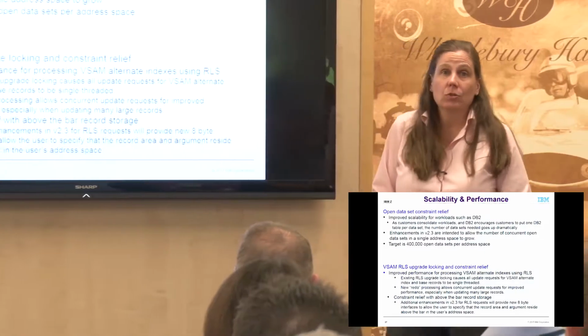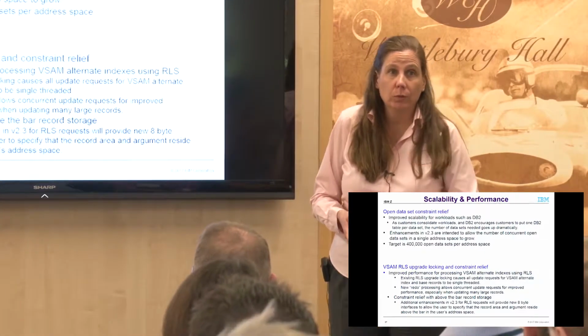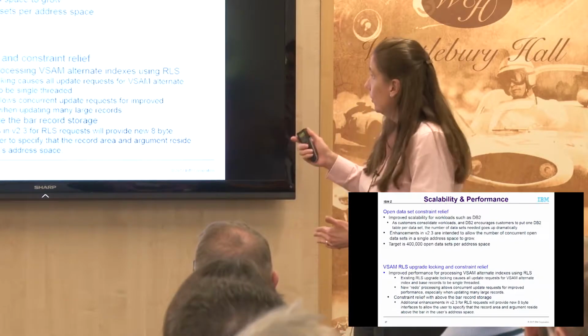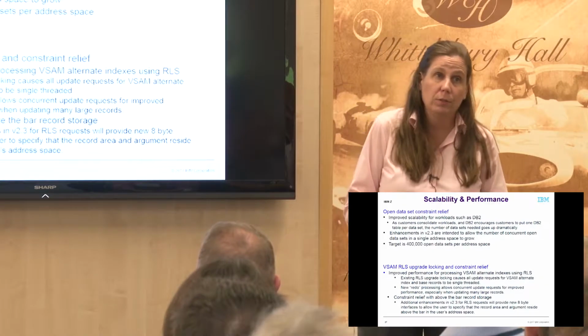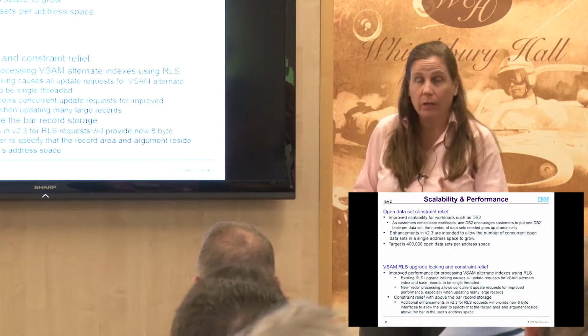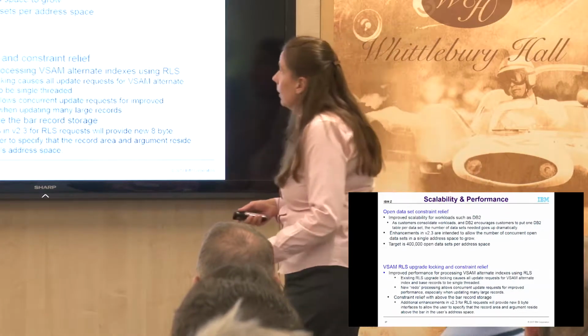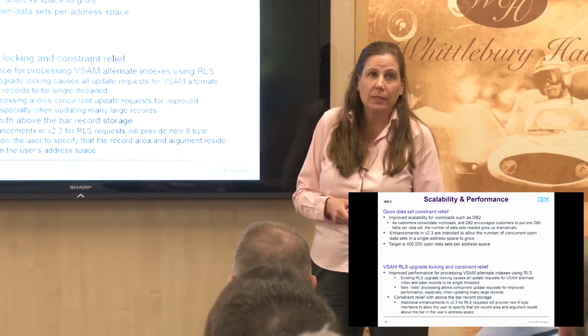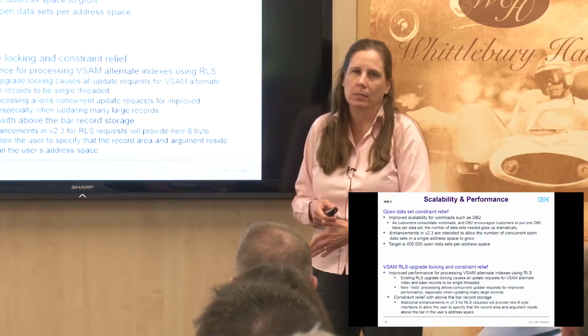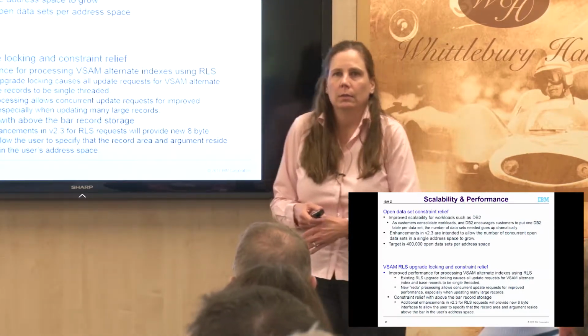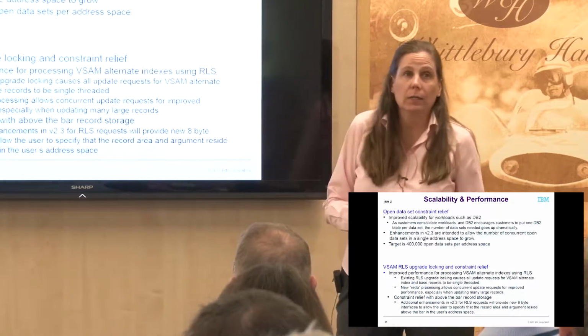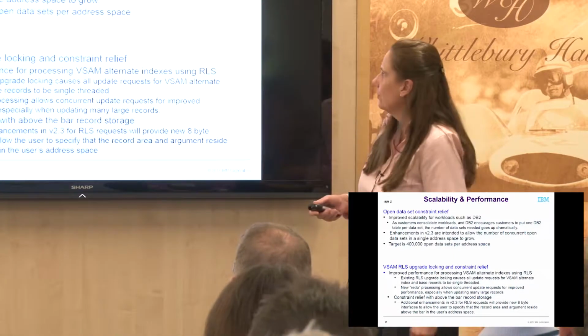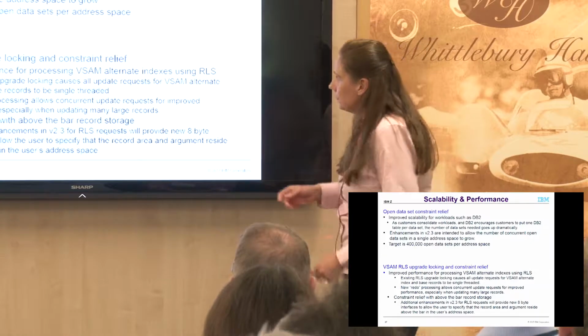Open dataset constraint relief. We've been moving forward with this a little bit more in a lot of the prior releases, and we continue to do this in z/OS 2.3. This is to help out our buddies in DB2. So the intention now is that we can have 400,000 open datasets per address space. That's a lot. So we're allowing more open datasets per address space.